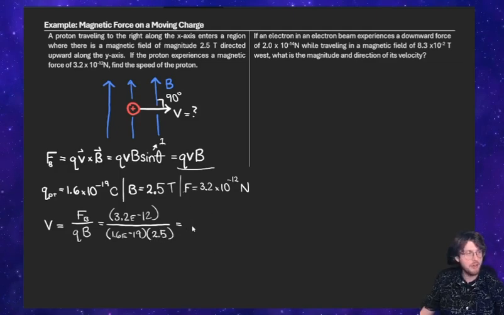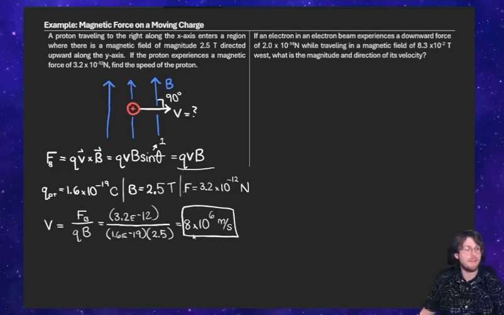And if we put all that together in our calculator, we end up with a speed for this proton of 8 times 10 to the 6 meters per second. So 8 million meters per second. That is a zoom-in proton if I've ever seen one.